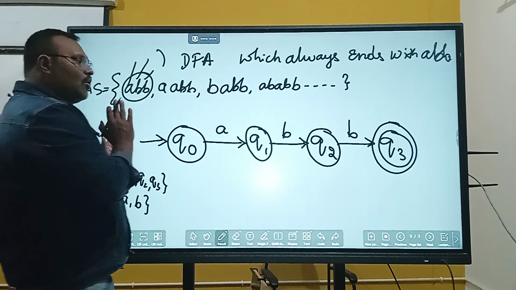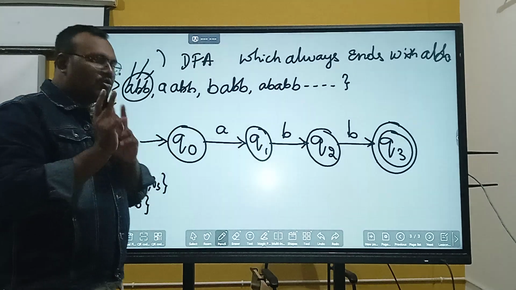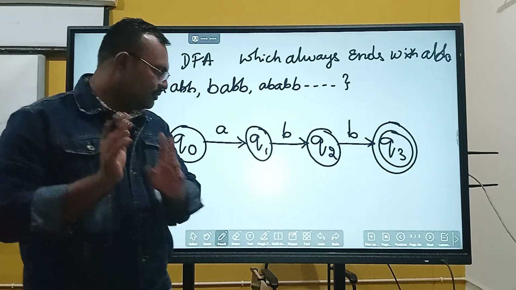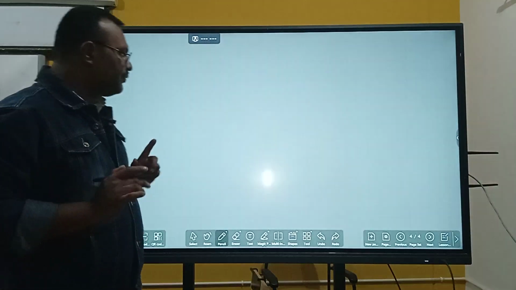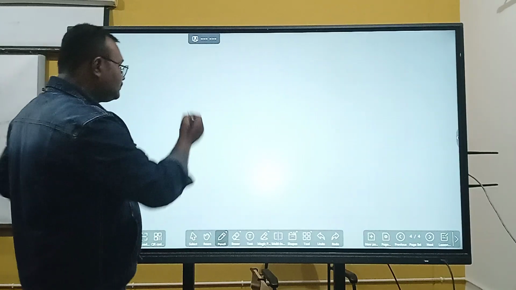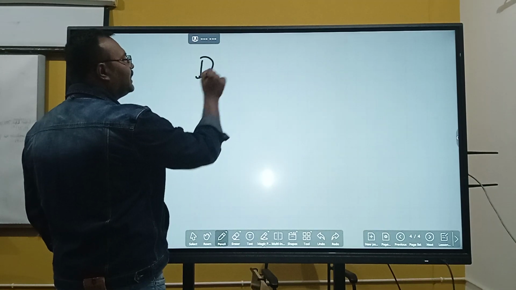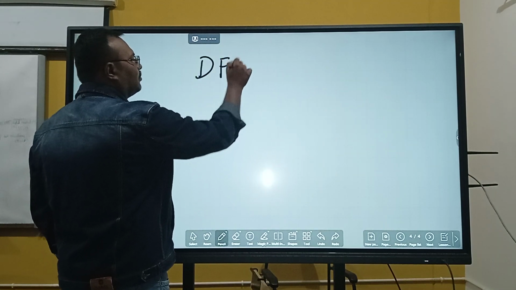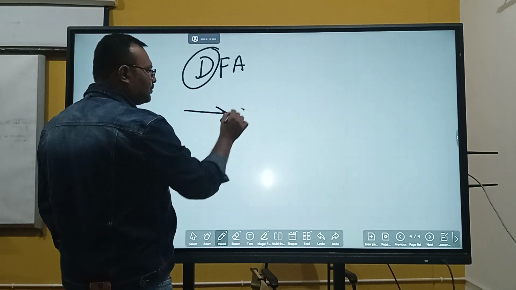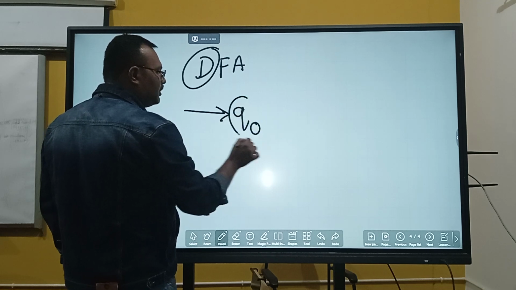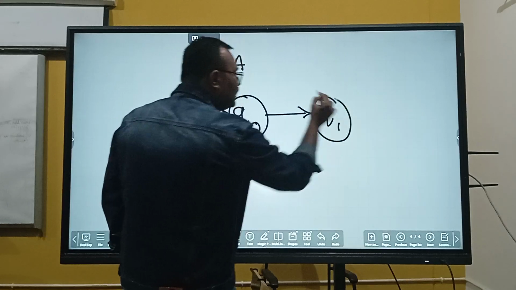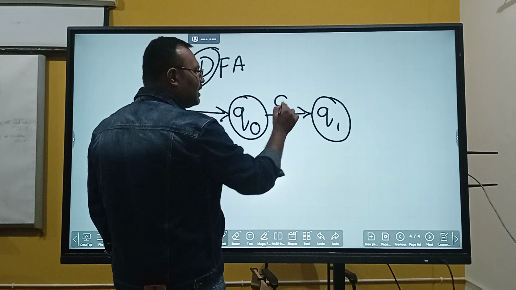Before solving this problem, there are two important things I need to tell you with respect to deterministic finite automata. I'll take a new page for that. This is very important and this is the basic concept. Try to understand this. The definition says deterministic finite automata. What do you mean by deterministic? Suppose I am in state Q0. From Q0, I am going to Q1. Now, what is the symbol I am taking? A.